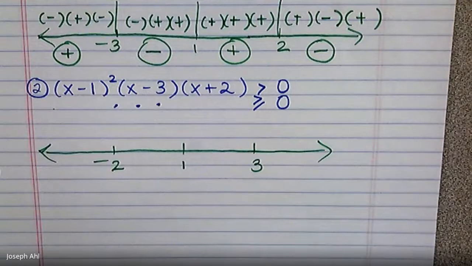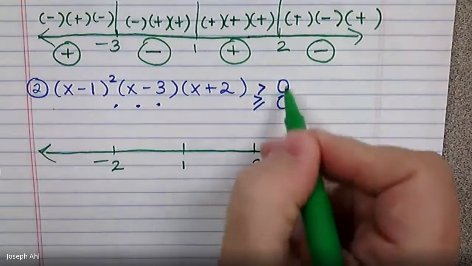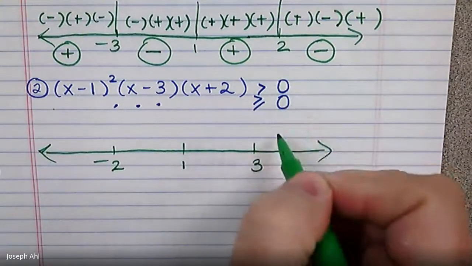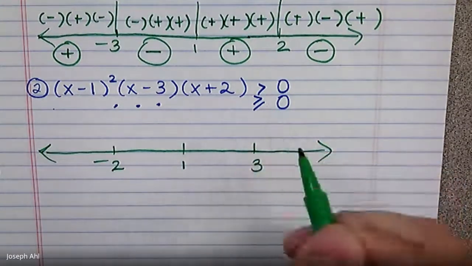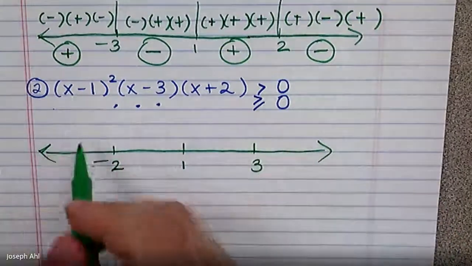Okay, so when I go to start doing my testing, for both of these I'm looking for positives because we're looking for greater than 0. But in one case, I can include the actual roots, and in the other case, I can't. So let's go ahead and start testing.